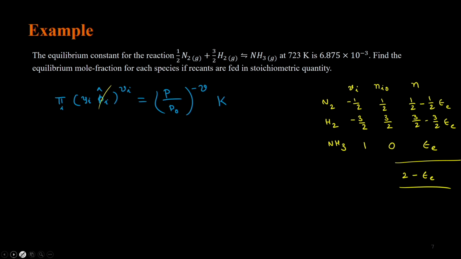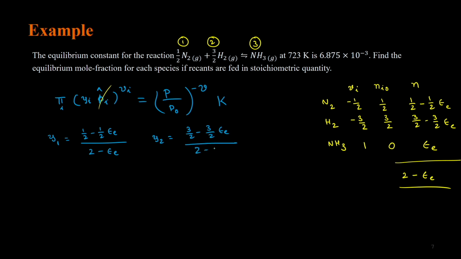So, if I were to write the equilibrium mole fractions in terms of the reaction coordinate, let me label these species for ease. I'm going to call this species 1, this species 2, and ammonia species 3. So y1 is going to be 1/2 minus 1/2 times epsilon at equilibrium over 2 minus epsilon. y2 is going to be 3/2 minus 3/2 times epsilon over 2 minus epsilon. And y3 is going to be epsilon over 2 minus epsilon, right?